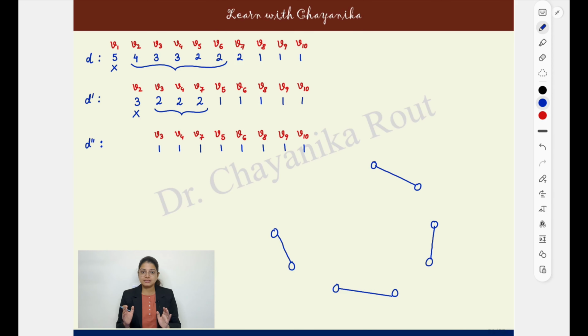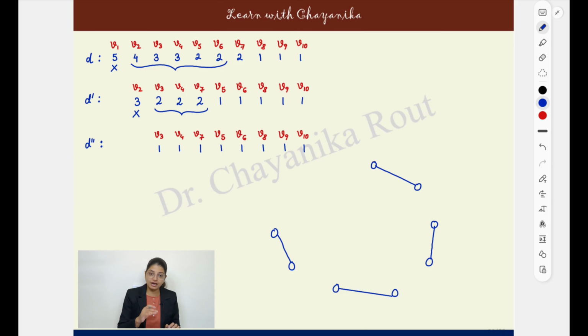So we can see a simple graph is possible with D double dash as the degree sequence. That means D double dash is graphical, which means D dash, and hence D is also a graphic sequence by Havel-Hakimi theorem. So first part of the question is solved, that D is graphic. Now how to draw the graph? So we have already drawn the graph for D double dash. Now modify it to create the graph for D dash.